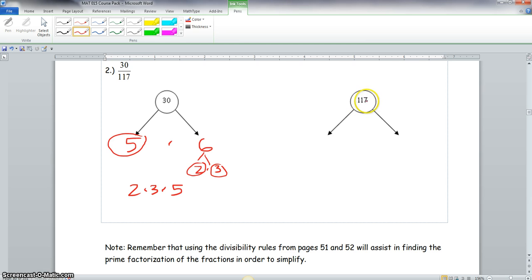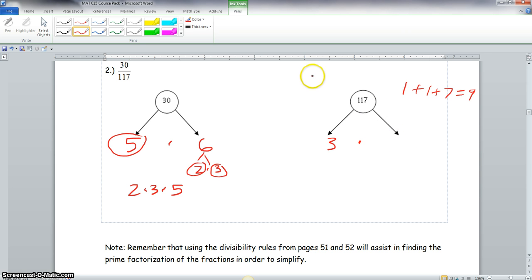We know 2 and 5 do not work with 117. But let's try 3. Remember I told you you're supposed to add all of the individual digits, which would be 1 plus 1 plus 7, which would give us 9. So we know 3 goes into 9, so 3 would go into 117. So we have 3 times.